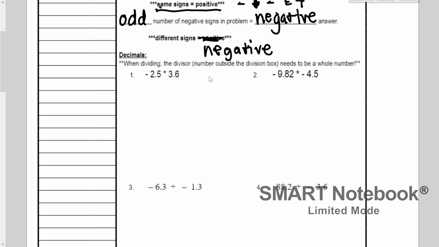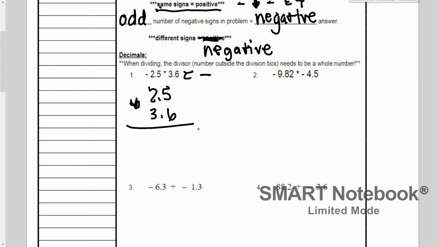So right now I have a negative times a positive, so I'm going to just tell myself that answer is going to be negative. So that when I get down to my answer, I know to just put a negative sign on it. Other than that, we're just going to ignore the negatives, ignore the decimals, and we're just going to multiply it out.